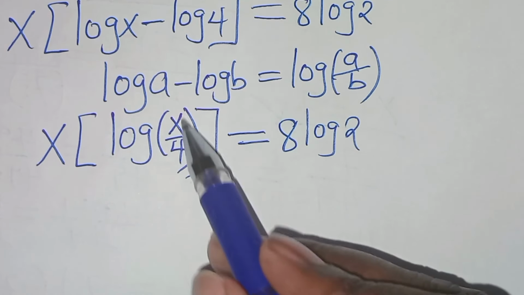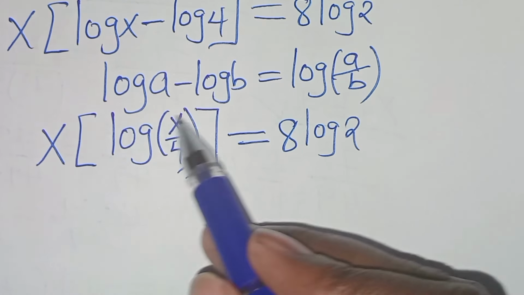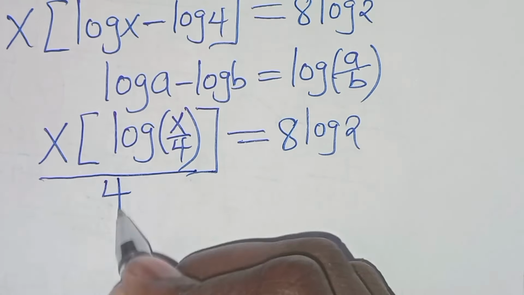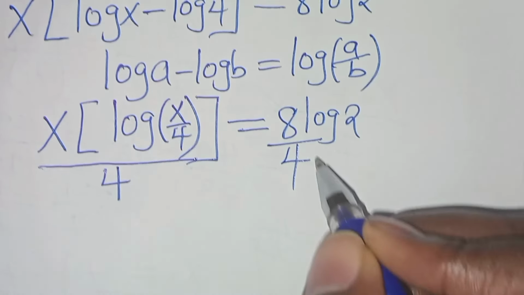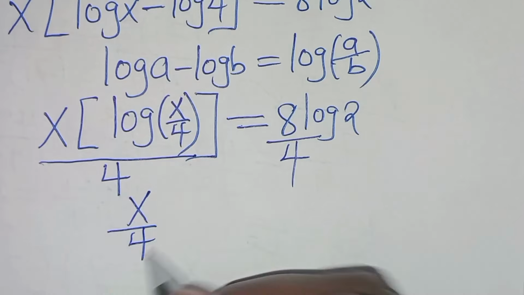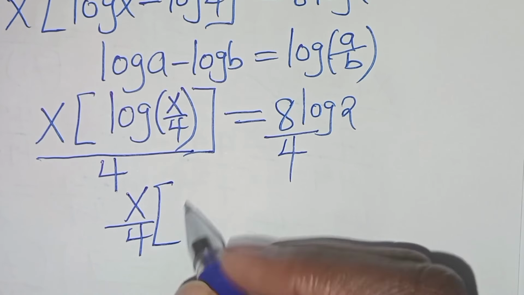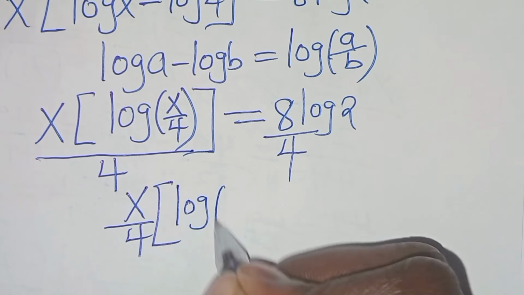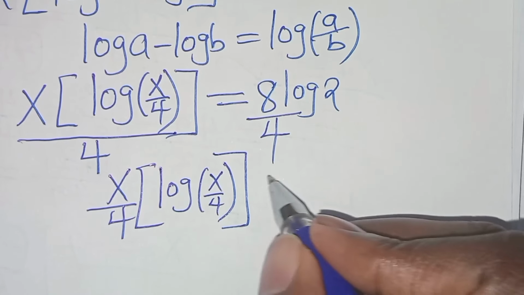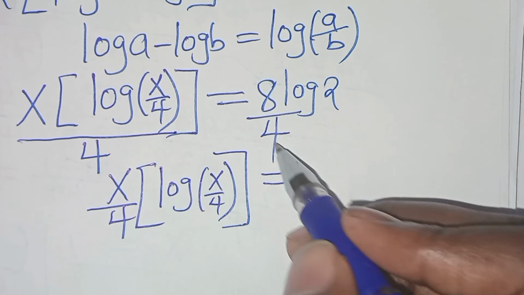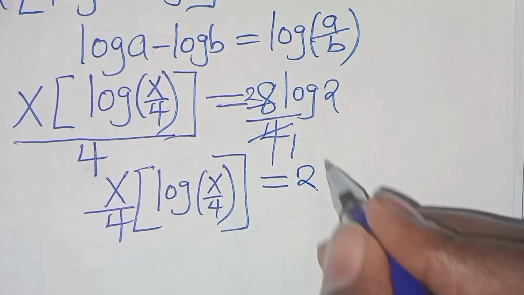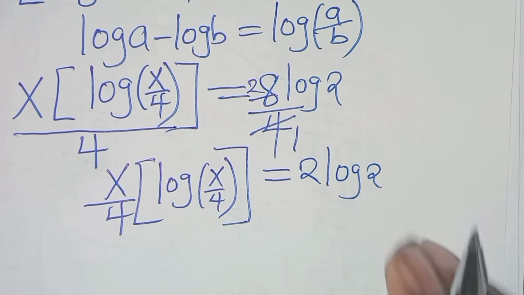Now, we have log x over 4. This is actually the base from here. So we can divide from here by 4 and also here by 4. So that now, here we have x over 4 into the parentheses: log x over 4, close the parentheses, this is equal to 8 divided by 4, which is 2, so we have 2 log 2.